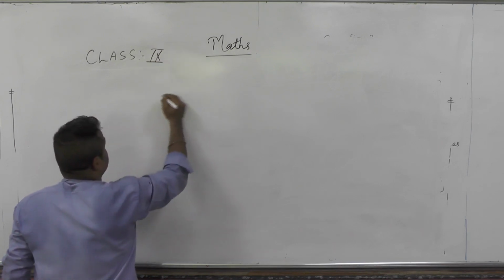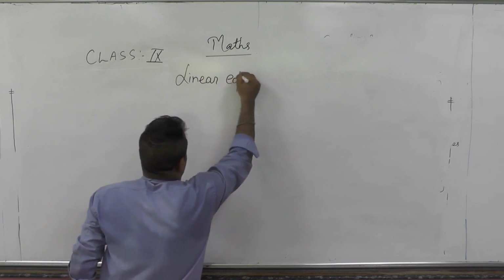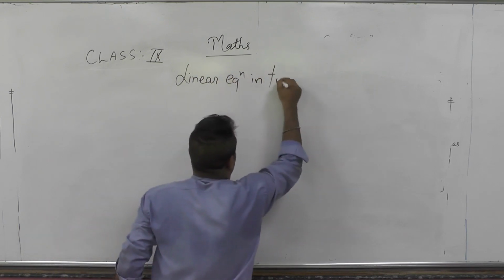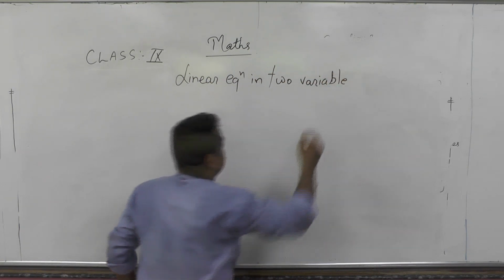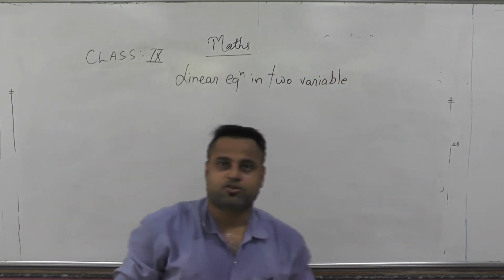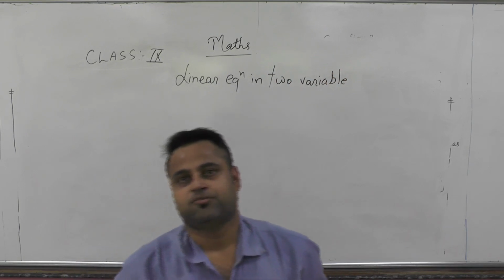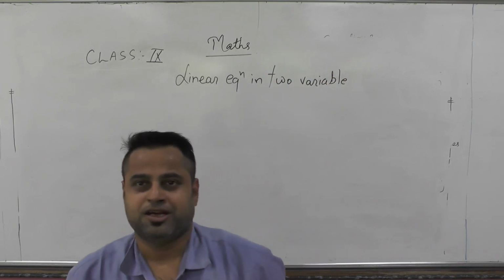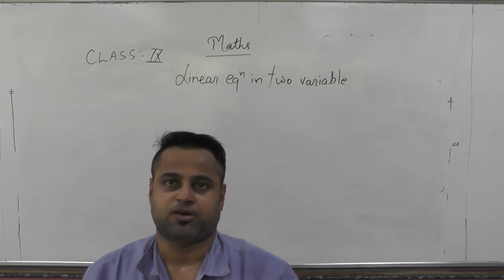Class 9, linear equations in two variables. It's a topic very connected to our last topic, which was polynomials. How is it connected? Because there is a very small difference between a polynomial and an equation.